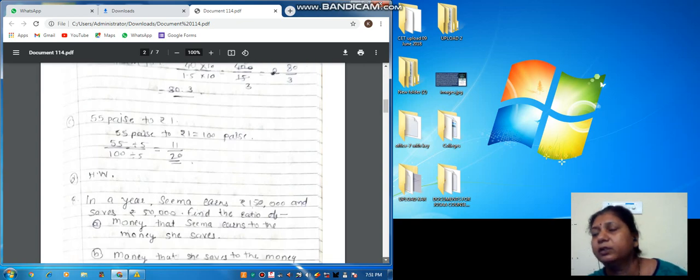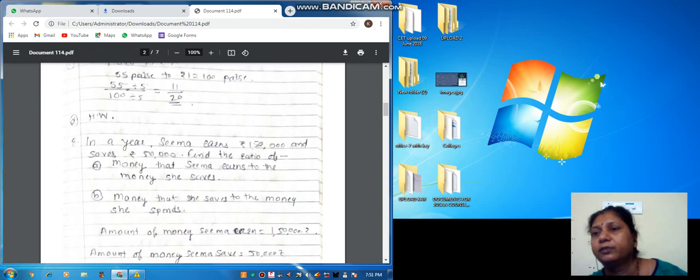So let's see what it is. If I have given homework, you don't just write it as homework. You have to solve it. Okay. Let's see the 7th example.